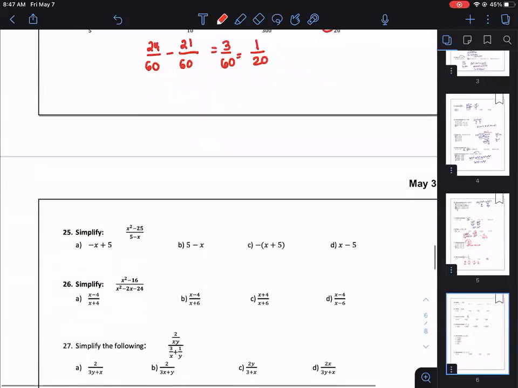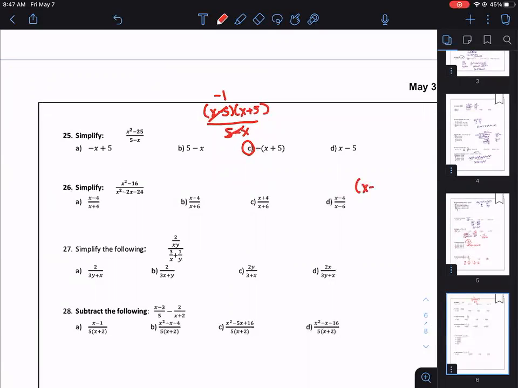Okay, for 25, we're going to factor. So x minus 5 and x plus 5, difference of squares, 5 minus x. So there's that a minus b, b minus a. In this case, you can see that they did not distribute in the answer. So choice C would be the correct solution.